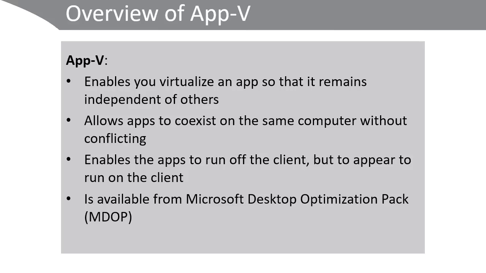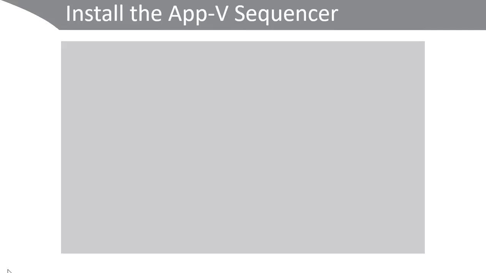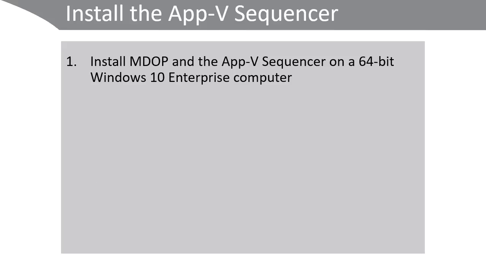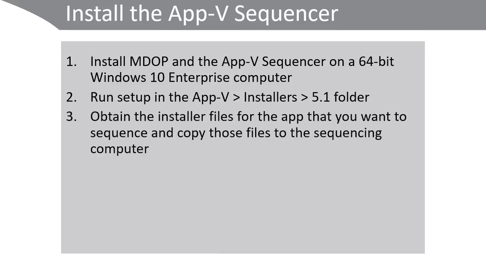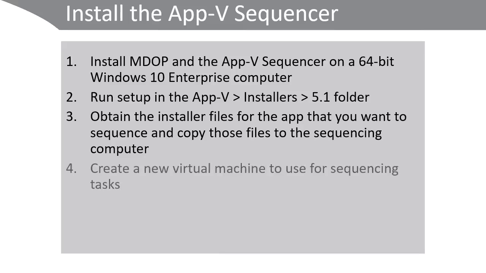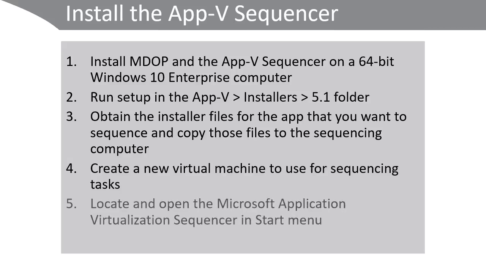of Windows. The first thing you need to do is to install the AppV sequencer. Install the AppV sequencer on a 64-bit Windows 10 Enterprise computer. Run setup in the AppV installer's 5.1 folder. Obtain the installer files for the app that you want to sequence and copy those files to the sequencing computer. Create a new virtual machine to use for sequencing tasks. Locate and open the Microsoft Application Virtualization Sequencer in the Start menu.